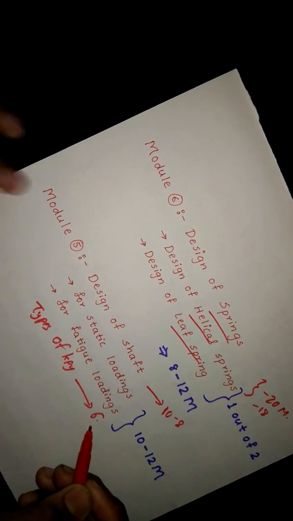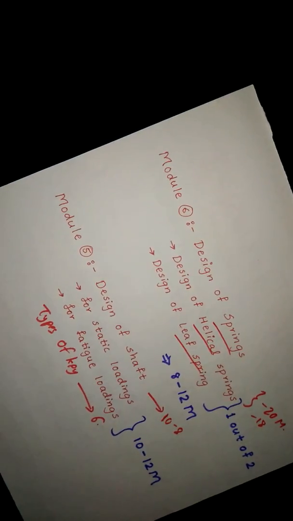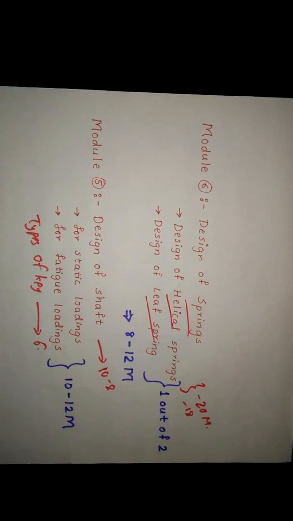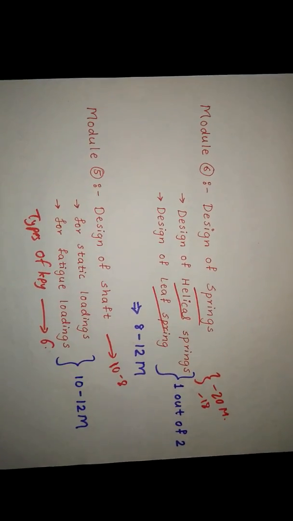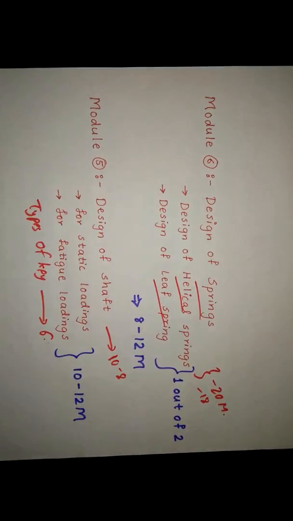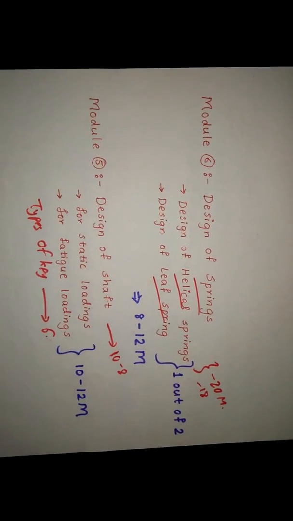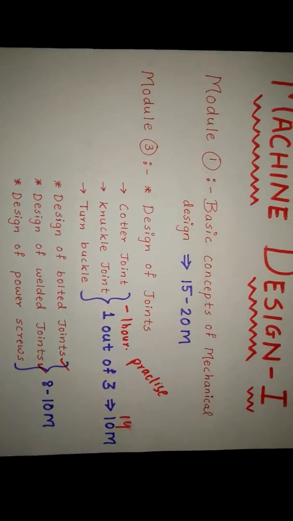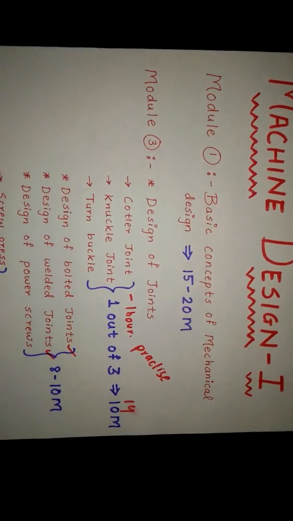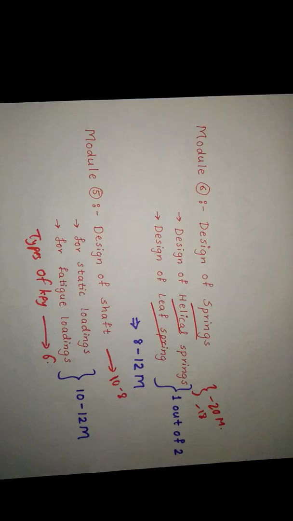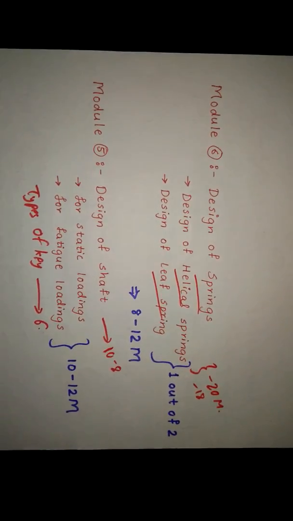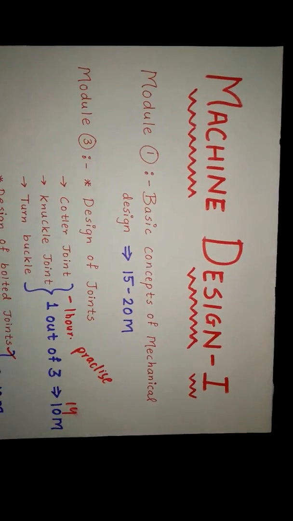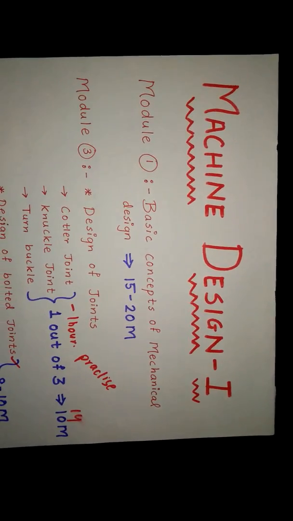Adding all, 10 plus 6 is 16, and with 20 marks, that gives 36. So guys, as you all can see, even doing these two modules will help you to get good marks. But do remember that practice is the key to pass in MD. And according to us, if you do quarter joint, knuckle joint, turnbuckle, spring and shaft properly, you will easily score. Also the theory questions will easily help you to score more than enough for passing.